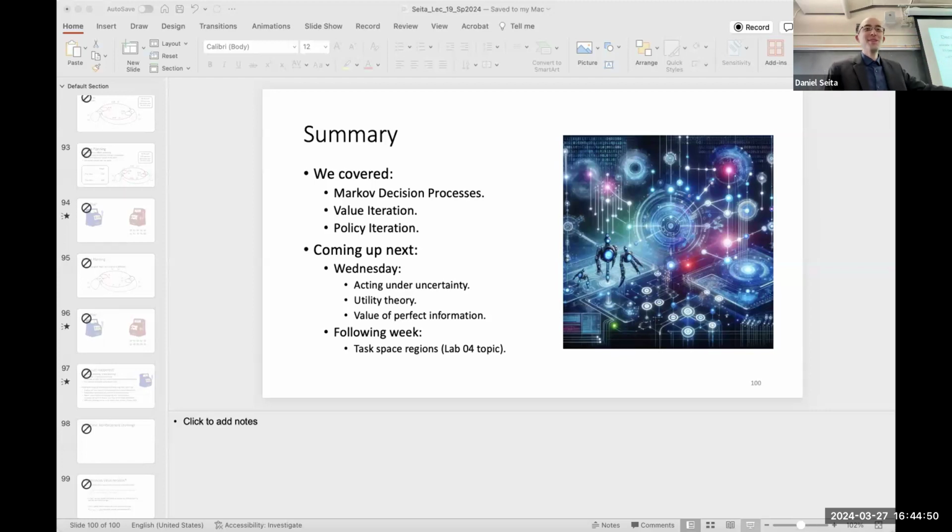Everyone got the value? 35, right? The optimal decision is leave. Why? 70 versus 35. You just pick the one that maximizes it. It's pretty straightforward.